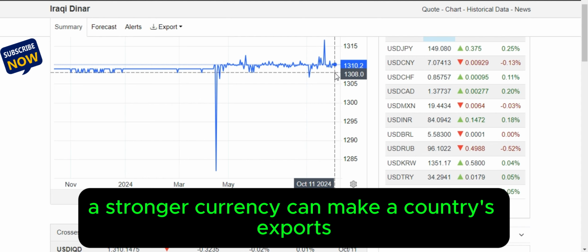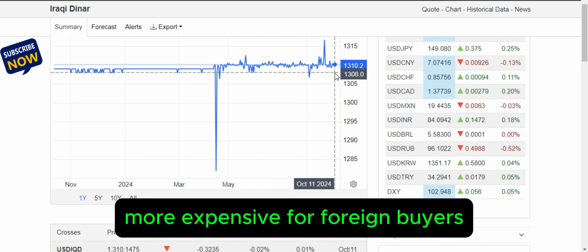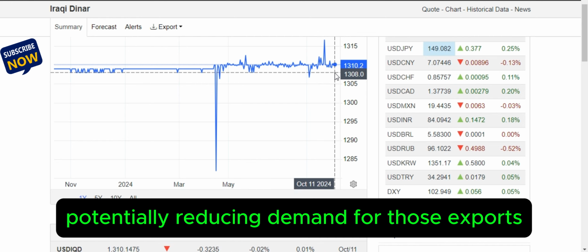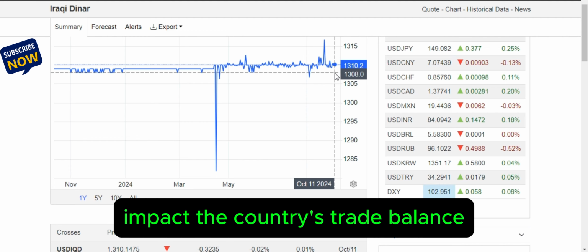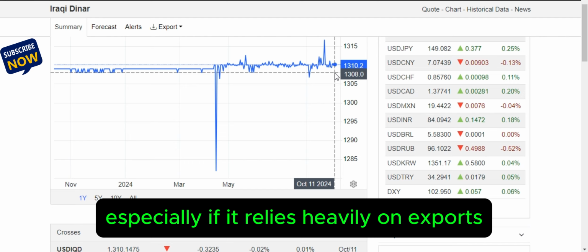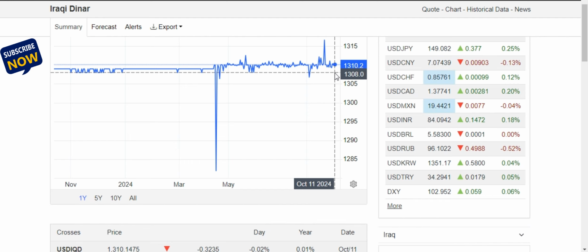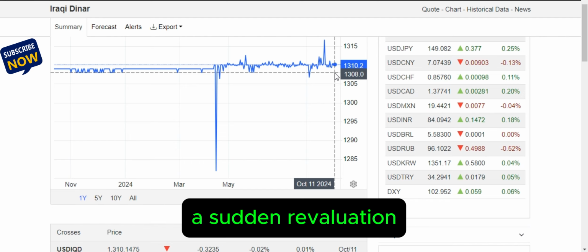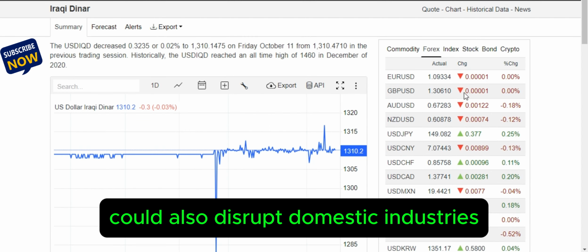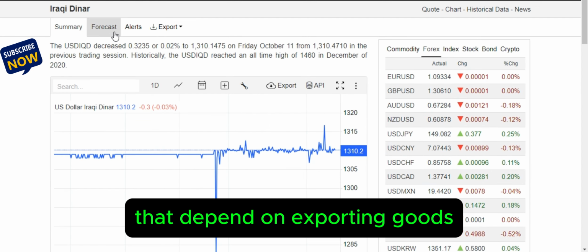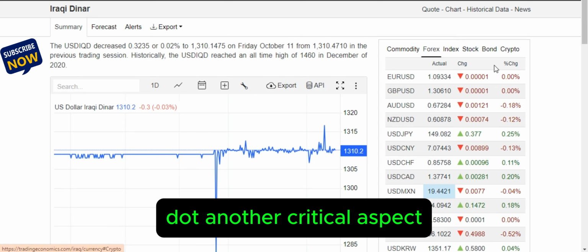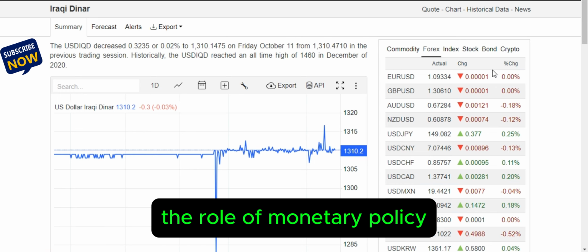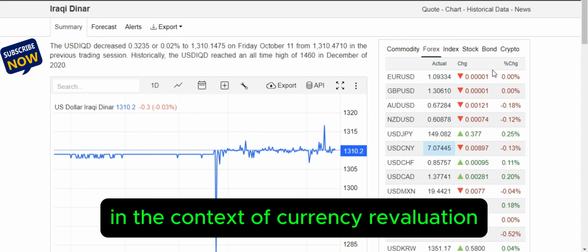However, there are potential downsides to a currency revaluation as well. A stronger currency can make a country's exports more expensive for foreign buyers, potentially reducing demand for those exports. This could negatively impact the country's trade balance, especially if it relies heavily on exports for economic growth. A sudden revaluation could also disrupt domestic industries that depend on exporting goods, leading to job losses and slower economic growth in those sectors. Another critical aspect to consider is the role of monetary policy in the context of currency revaluation.